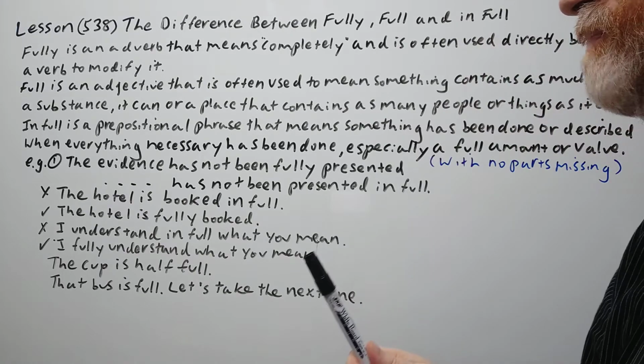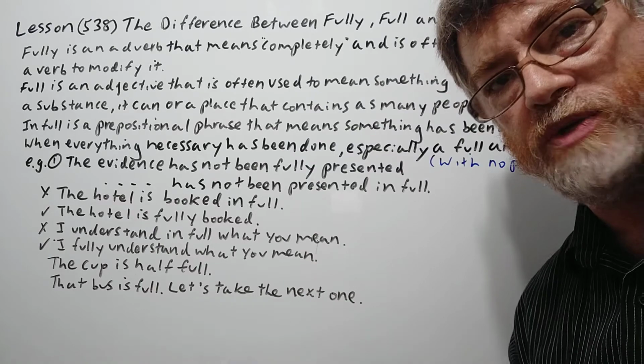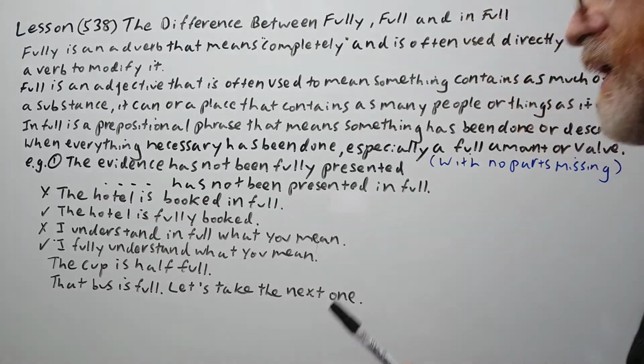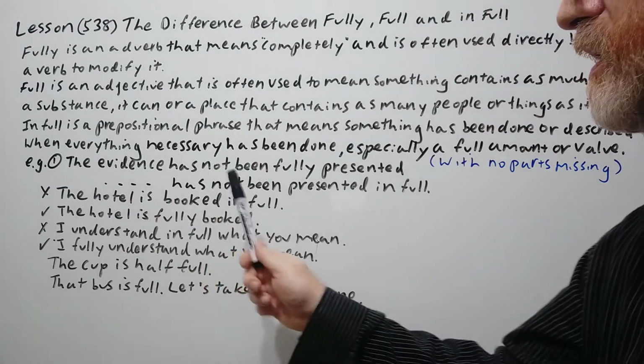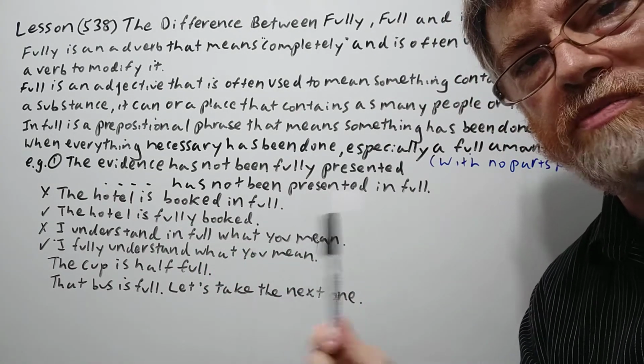All right, number two. The hotel is booked in full. Now, you definitely wouldn't go this way because that means with no parts missing. That doesn't make any sense. The hotel is fully booked. It's completely booked. Yes, there's no rooms left.